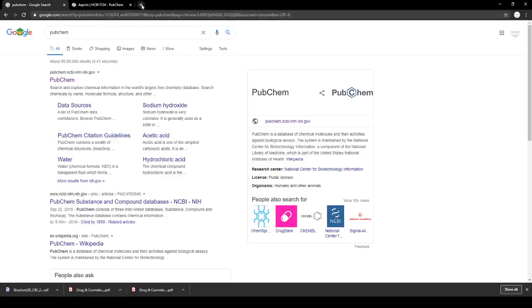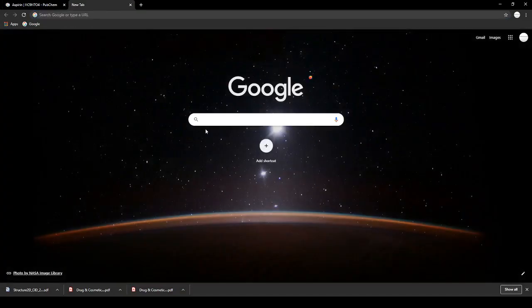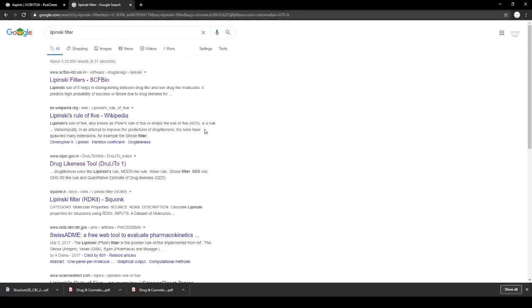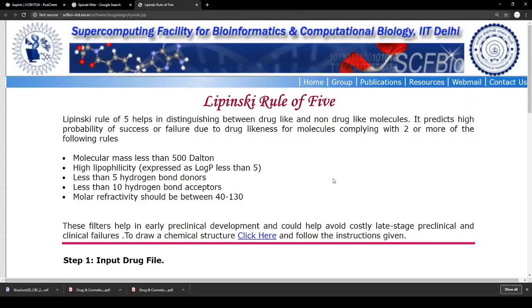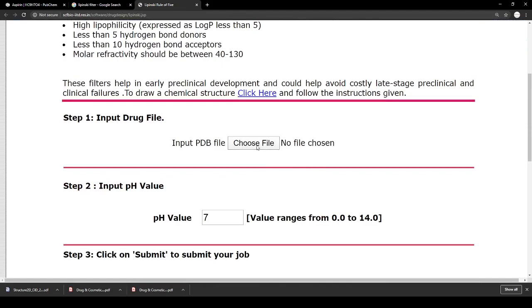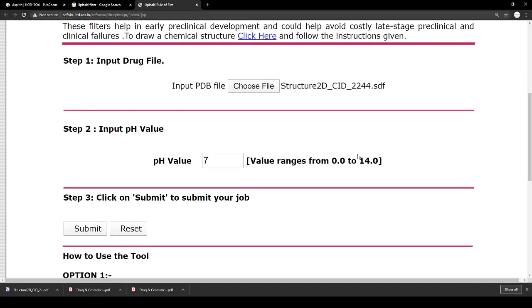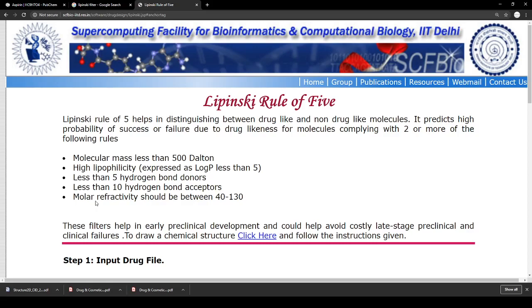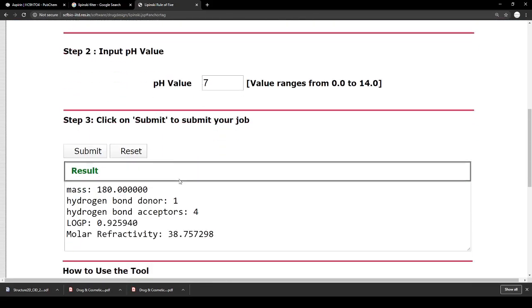Let's go back to the search. Let's open up a new tab and search for Lipinski filter. We type in Lipinski filter and we get the site. This is a site of the supercomputing facility for bioinformatics and computational biology at IIT Delhi. We choose the file that we saved on the desktop and open the structure. We now have the structure in, we don't change the pH value, and we submit.